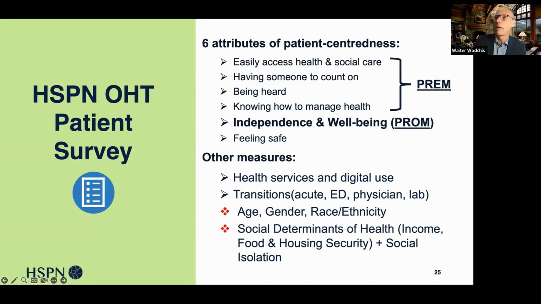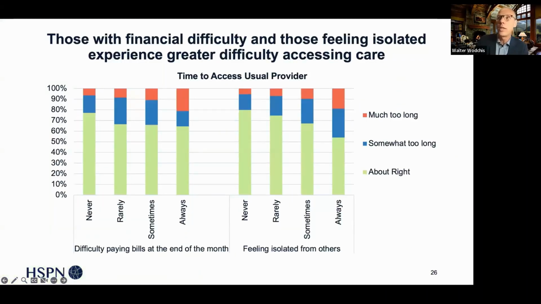So I'm going to look at not the entire survey, but just a couple. Here on the left, difficulty paying bills at the end of the month, and on the right, feeling isolated from others, just 2 of the dimensions that we might be considering in equity. And we're measuring here the time that they had to access a usual provider, how acceptable that was, like much too long, somewhat too long, or about right. And we see here some not major, but minor gradients according to whether people have difficulty paying their bills, and those who always have difficulty paying their bills seem to have the most difficulty in accessing a provider.